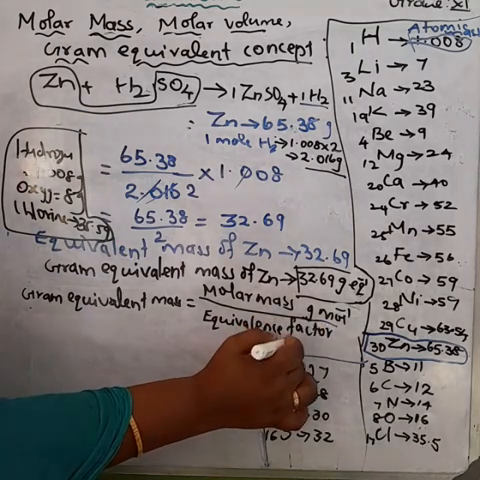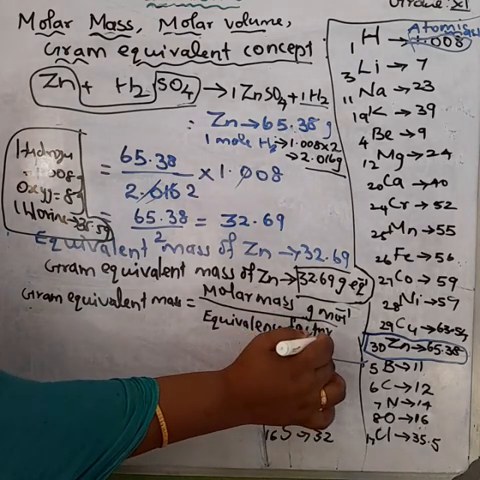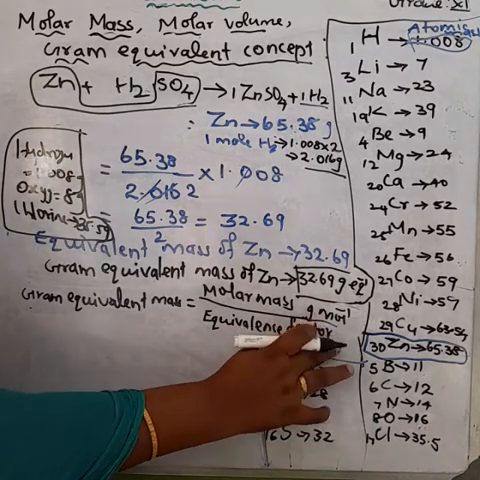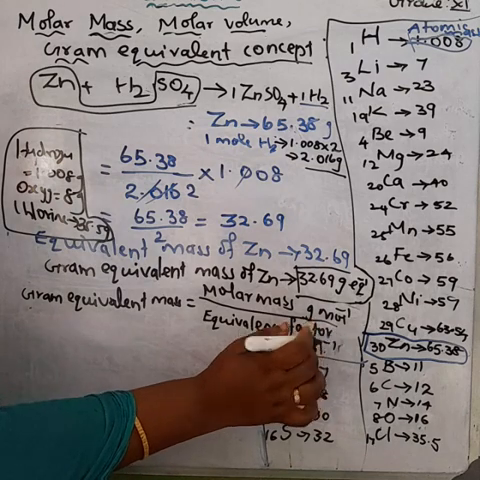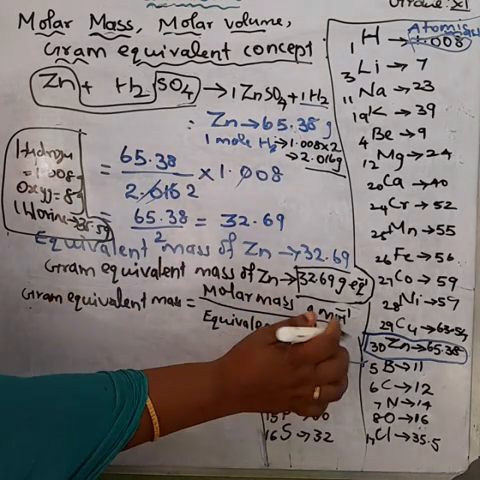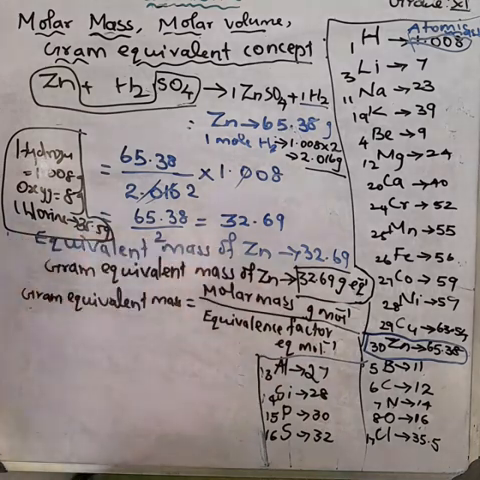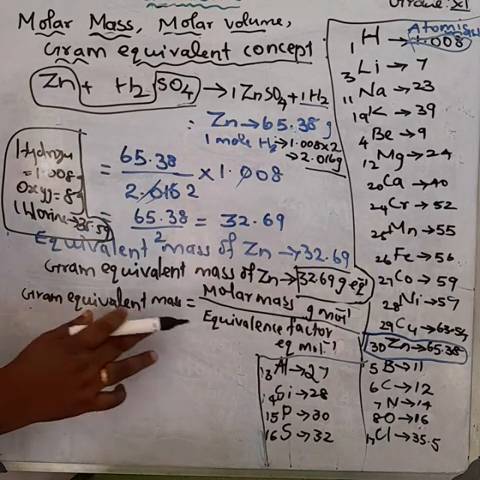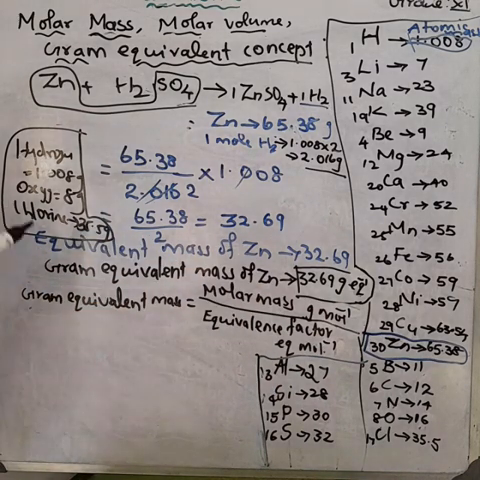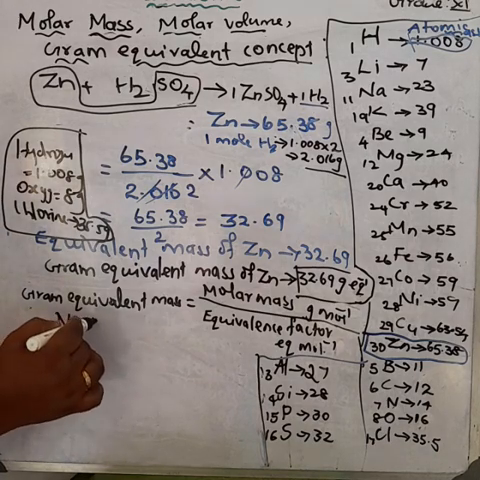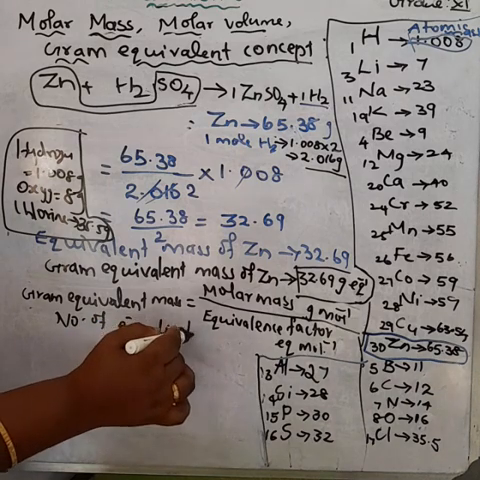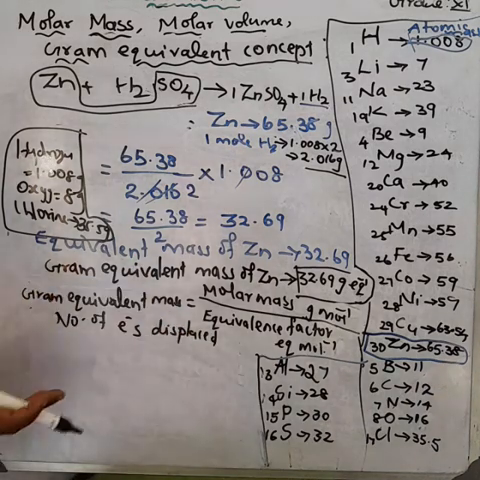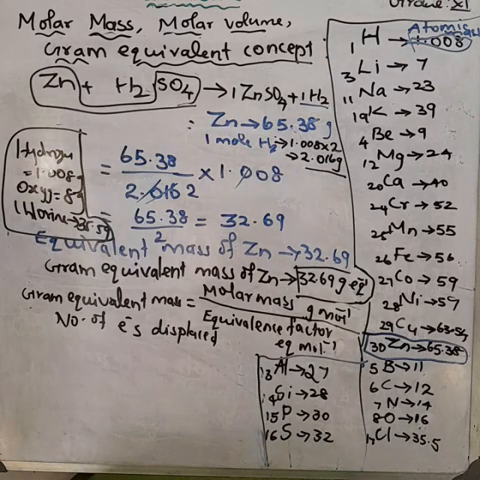Here the molar mass is the mass of 1 mole of the given substance. What do you mean by equivalent? Equivalent means the number of ions or electrons or elements displaced. That is called the equivalence factor, how many elements or ions are displaced. Understood?